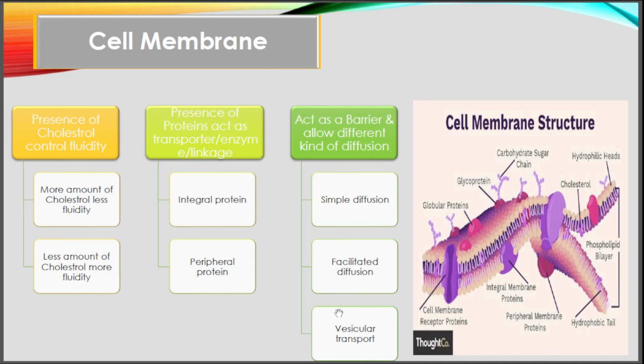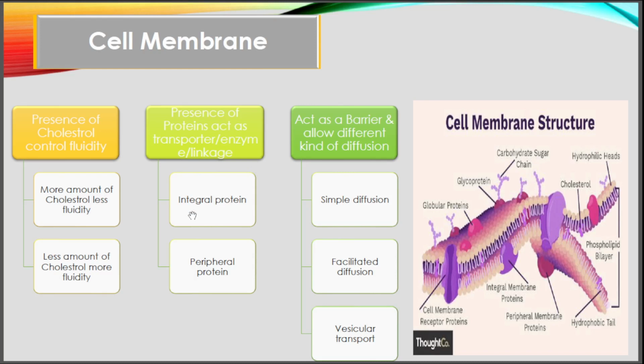So the functions of the cell membrane are affected by certain criteria, like the presence of cholesterol. If more cholesterol is present, the fluidity of the cell membrane gets reduced, and vice versa, if less cholesterol is present, the fluidity increases. And since it's responsible for transporting materials inside and outside, it requires a transporter. So here they have proteins which act as transporters.